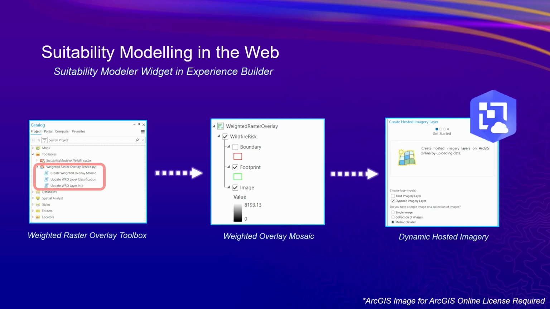It is worth noting that to use your model in the Suitability Modeller widget, the input must be a weighted raster overlay service, which is not currently a direct export option from the workflow in ArcGIS Pro. To use your model, you must download the weighted raster overlay toolbox, create a weighted overlay mosaic, and then finally publish your model as dynamic hosted imagery layers. You will need an ArcGIS Image for ArcGIS Online license to complete this. However, you'll be pleased to know that this will be included for Creator user types and above, with the new licensing structure coming into effect this year.